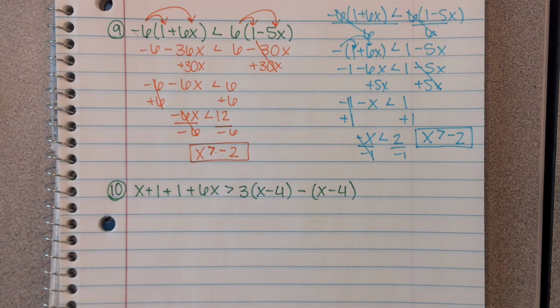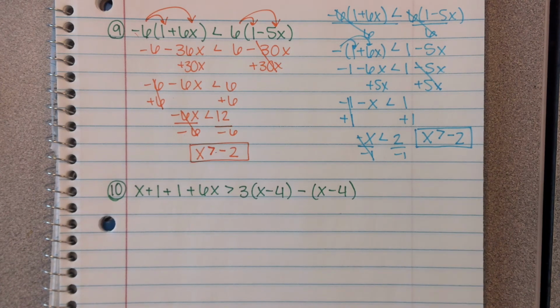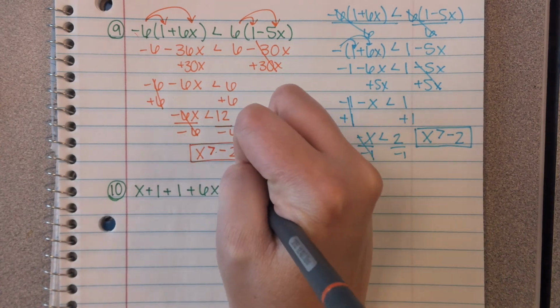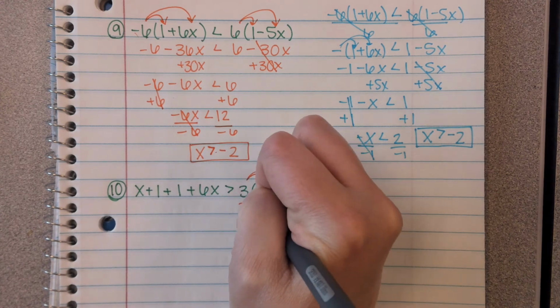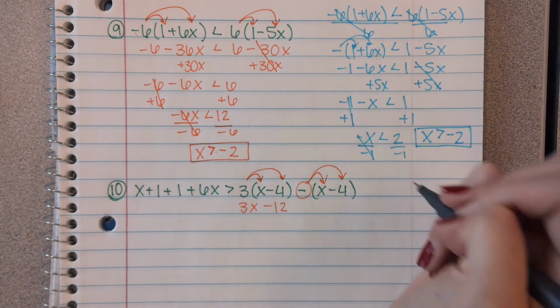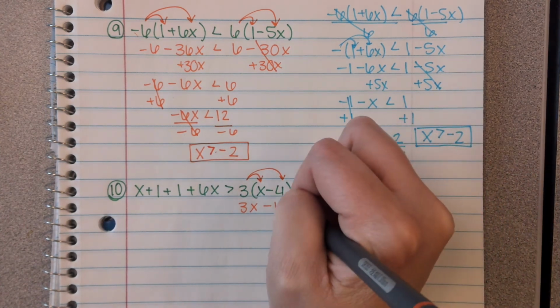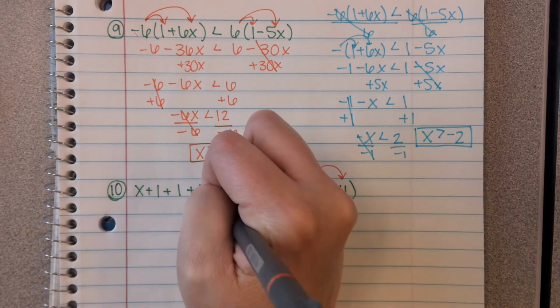Okay, hopefully you've had a chance to work it out. Let's see what you got. You can go about this a lot of different ways. I'm going to follow the list of steps that we wrote down for section 4. Okay, and now I know a lot of you are going to do it differently, and that's fine. So I'm going to start with the distributive property. 3 times x is 3x. 3 times negative 4 is negative 12. I have another distributive property. I'm going to distribute this negative. So negative of x is negative x. Negative of negative 4 is positive 4.